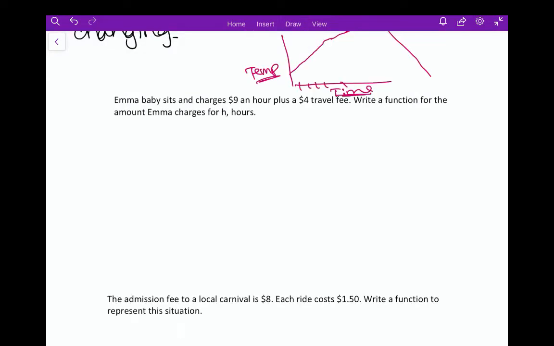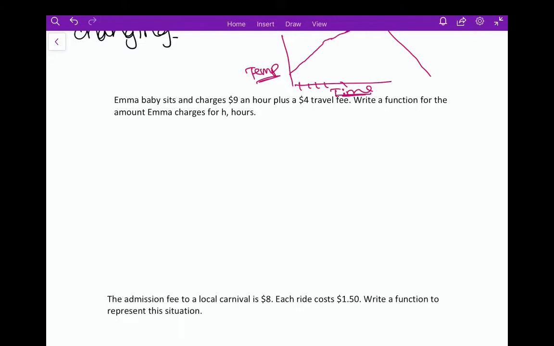So here's an example of a word problem, and we're going to write a function. It says Emma babysits and charges $9 an hour plus a $4 travel fee. Write a function for the amount Emma charges for each hours. So I'm not trying to find specifically how much she makes for a specific number of hours. I just want a function rule that I could use to find out how much she would make for any number of hours.